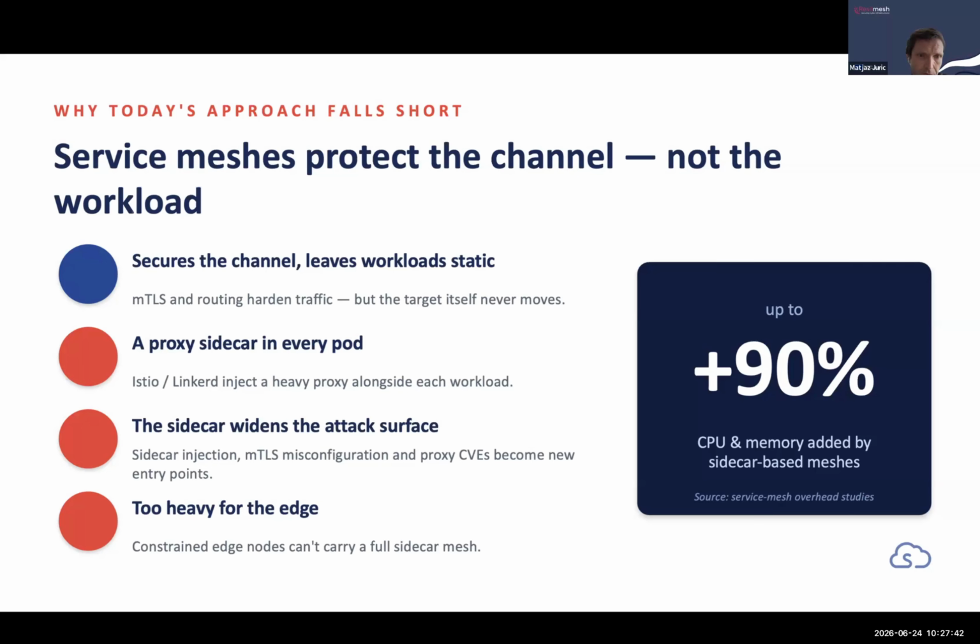But probably the most important one is that the sidecar mesh, so Istio and Linkerd, is often too heavy to run on the edge. So to summarize, it protects the cable, but it doesn't protect what is running on it. And it's sometimes so heavyweight that it cannot be used on the edge efficiently.